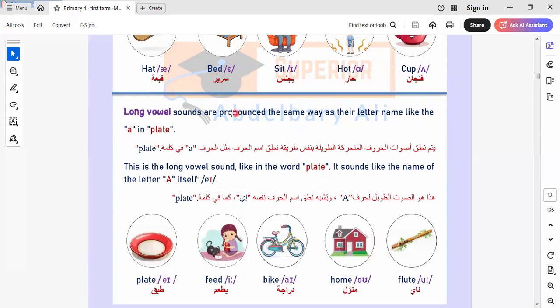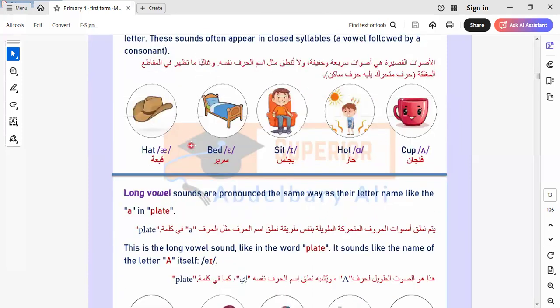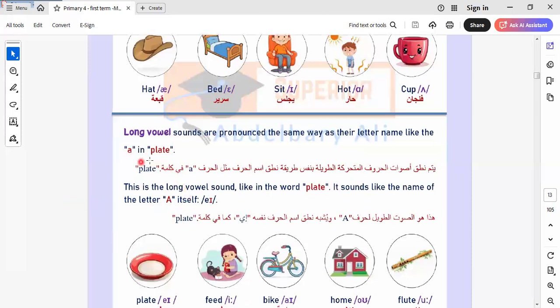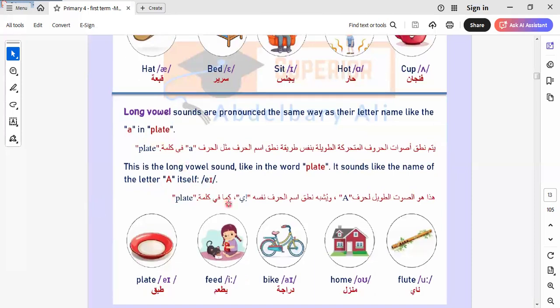We have long vowels that are pronounced the same way as their letter name, like we say plate. So here we have the long tone, and here is the short tone. Here we have hat, bed, sit, hot, cup. Here we have plate. This is the long vowel.